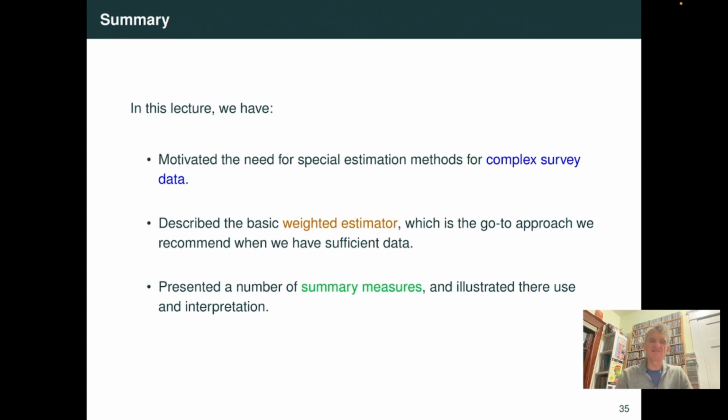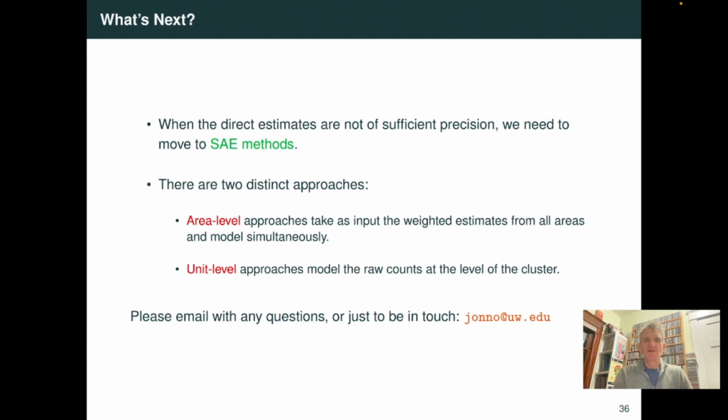But as we'll see in later lectures, admin 2, it's not as good, because as you drop down, you get fewer and fewer samples per area, and so then you get lower and lower precision. Then we presented a number of summary measures and illustrated their use and interpretation. So next up, the weighted estimates are okay, but often we want to drill down to lower levels, and then we need to start some modelling, and that's where small area estimation methods come in.